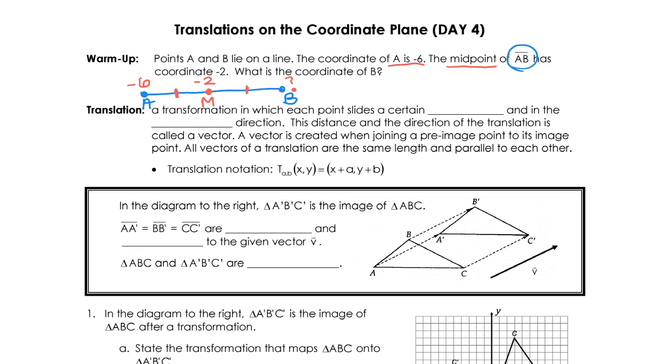All right. Well, on the number line, in order to get from -6 to -2, there's 4 units in there. Therefore, there is also going to be 4 units here. Okay. So those are equal distances from the midpoint to A and equal distance from the midpoint to B. Okay. So if you're at -2 and you have to go 4 units, where are you going to end up? So -2 plus 4 is +2. Okay. And therefore B is going to be at 2.